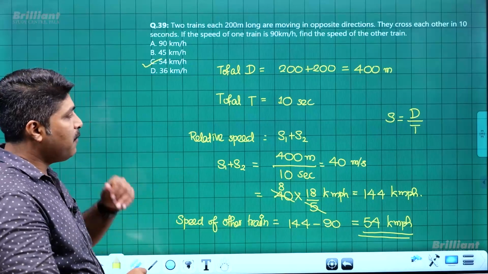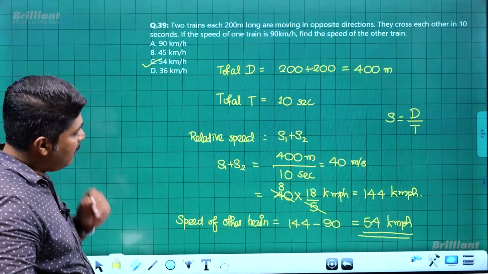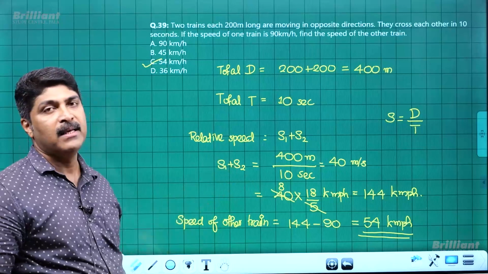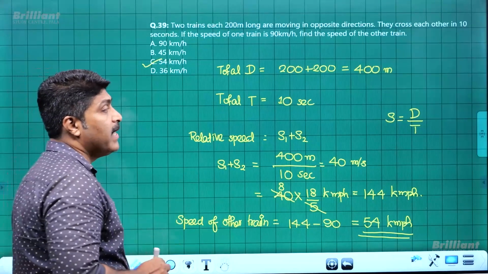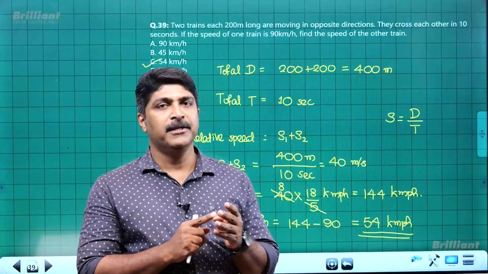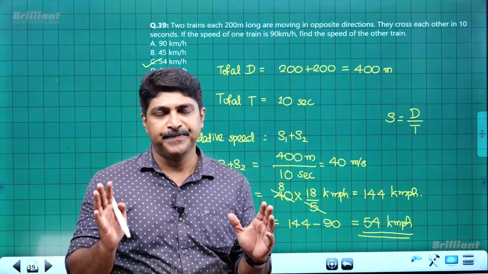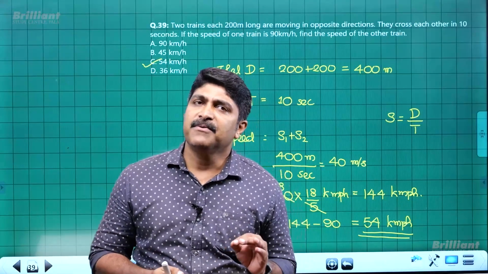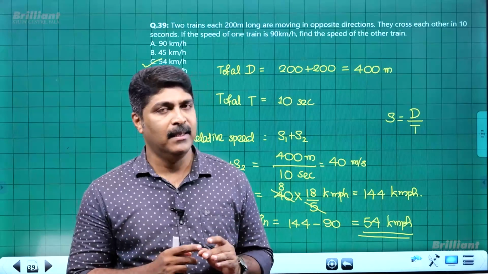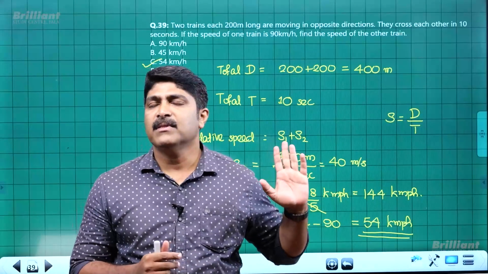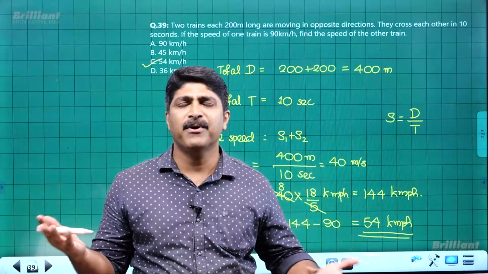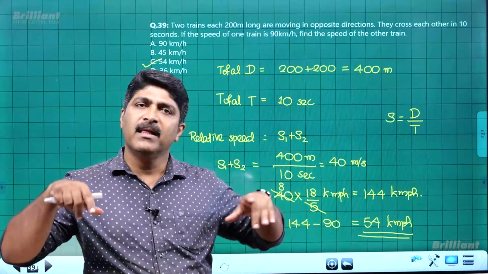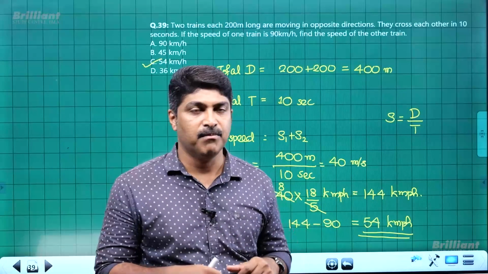So that's the concept of relative speed. Whenever moving bodies are in opposite directions, relative speed is always the sum of their individual speeds. Here, what are the points you have to keep in mind? The first point: what is the total distance? In such a situation, crossing two trains, total distance is the sum of the individual lengths. In this question, both trains have equal length, but that's not an important factor here. That's irrelevant. We only need the total sum of both lengths.